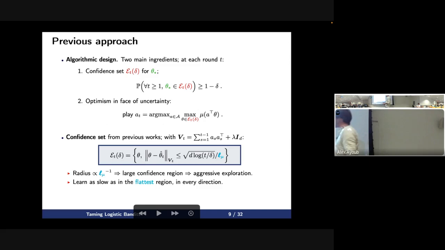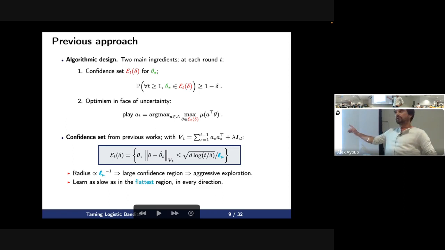And the confidence set that is used in the paper is the following, the one in the box. It's an ellipsoid centered at the maximum likelihood estimate theta hat, and the shape of the ellipsoid is determined by this matrix V_t. For those familiar with linear bandits, as we saw in the previous talk, this is the design matrix of the regression of the D-square. So basically, this ellipsoid is the one you have for D-square.